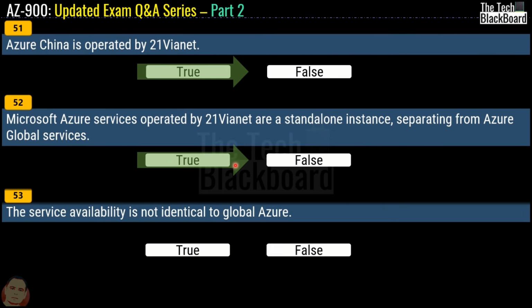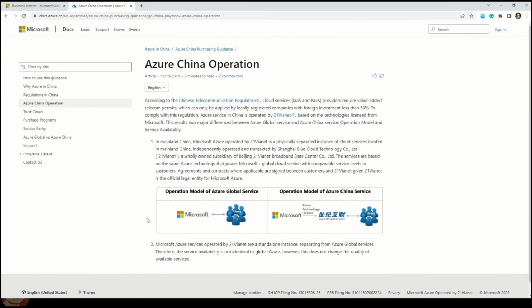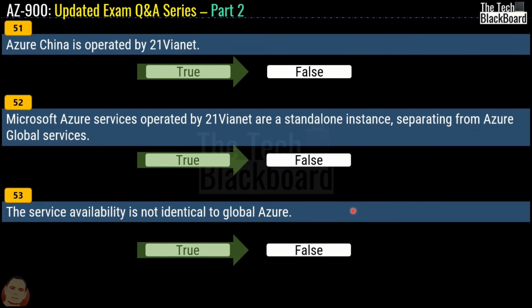Now let's move to question number 53, and this one says that the service availability is not identical to the global Azure. The correct answer for this question is true. Referring to the same Microsoft documentation, it's mentioned here that therefore the service availability is not identical to the global Azure. So friends, I hope now you understand the different kinds of questions that can come on Azure China and Azure Government. Once again, I will reiterate that whenever it's Azure Government, it's always related to the USA.